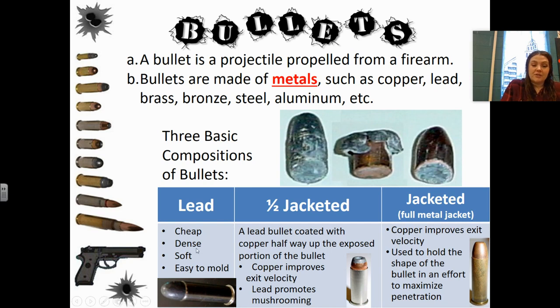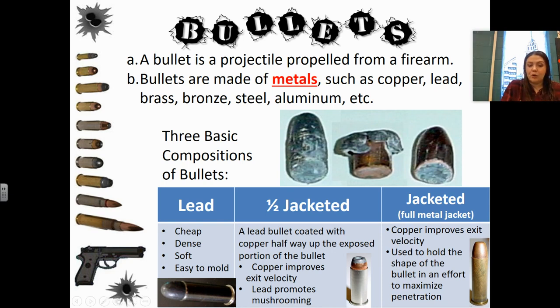So lead: cheap, dense, soft, easy to mold. It looks like that. Half jacketed, so you can see it has this added jacket: a lead bullet coated with copper halfway up the exposed portion of the bullet. The copper improves the exit velocity. Lead promotes mushrooming. So basically, it makes the exit cleaner.